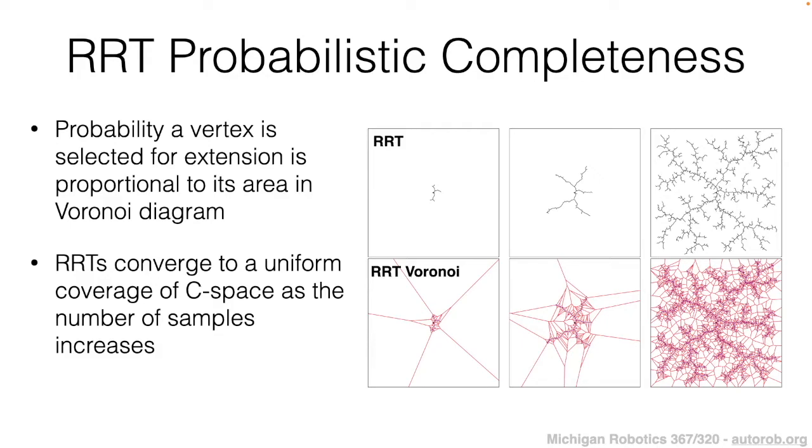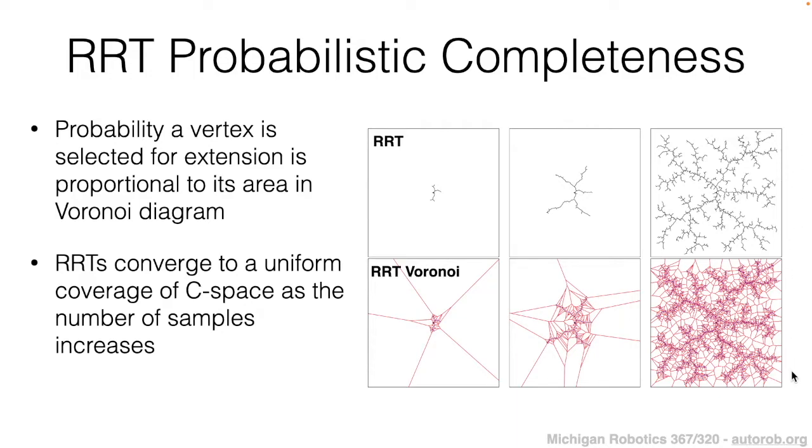And so one interesting way that we can think about this property is by first observing that the probability that a particular vertex is selected for extension within RRT is proportional to the area that corresponds to that vertex if you were to construct a Voronoi diagram based on the current tree within RRT. So on the figures here, what's being illustrated is an RRT Voronoi diagram in the second row for each of the trees in the first row.